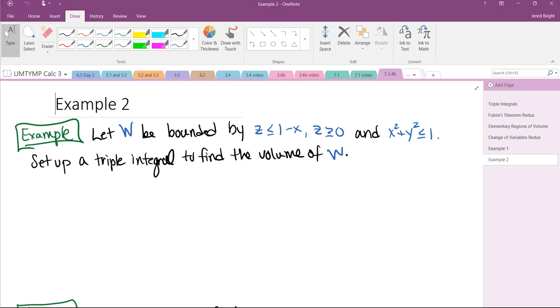Alright, in this second example video, we actually have two examples. One is going to go quicker than the other, but let's get started. So W is bounded by these constraints, set up a triple integral to find the volume of W.